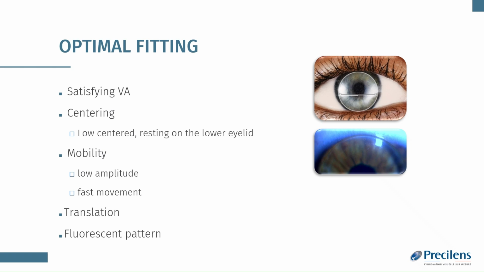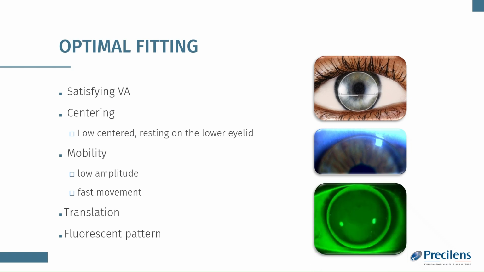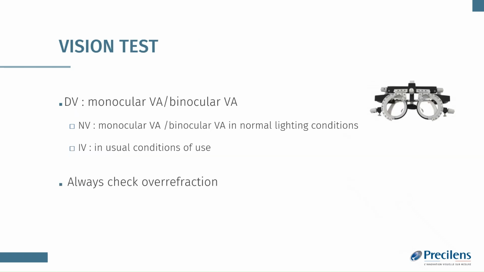The optimal fluorescent image, when the lens is centered on the cornea, shows a slightly tight center, a dark intermediate area, and wide edge lifts. When the lens is in the primary position, we observe a slight lake of fluorescent at the bottom. The visual check in HG is first done by measuring the monocular visual acuity in distance vision, then the binocular. Then you can check the near vision visual acuity, monocular, and then binocular in normal lighting conditions.